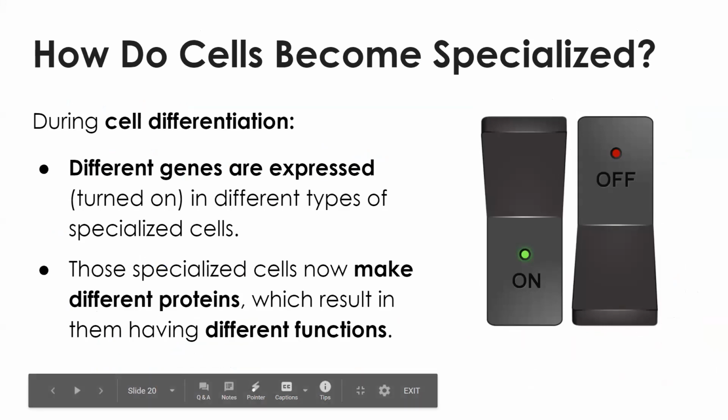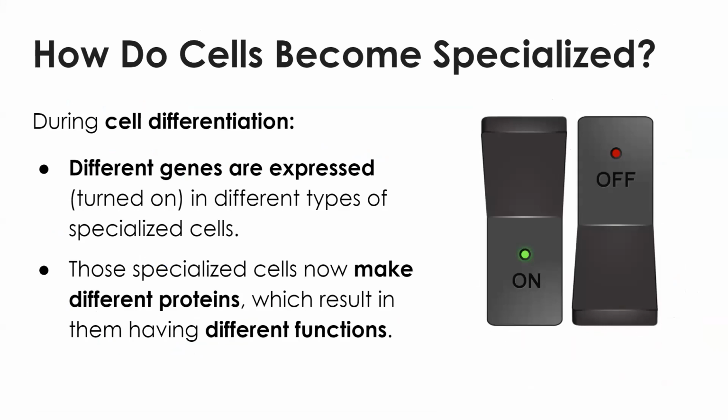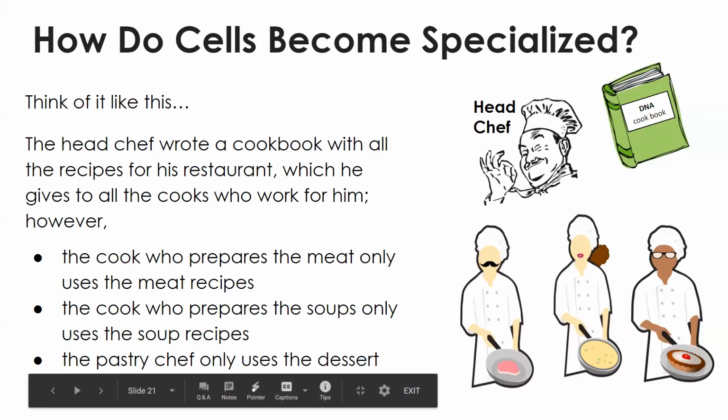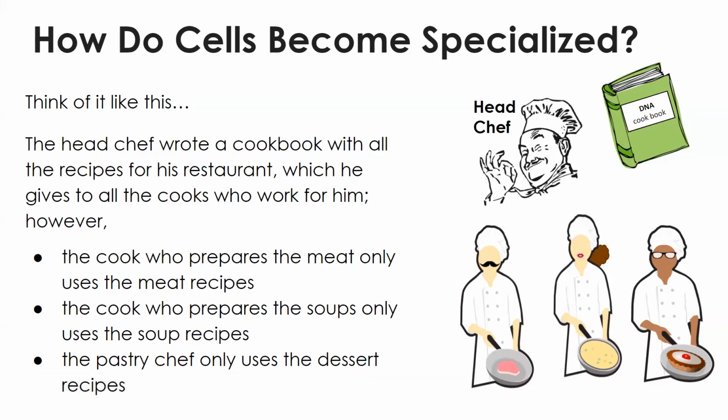So cells become specialized when those different genes are expressed or turned on in those different cells. Those different cells make their specialized proteins and they result in different functions. So on your activity or on your follow-up questions, there's a question that asks, what do I compare cell specialization to? What process do I compare specialization to?